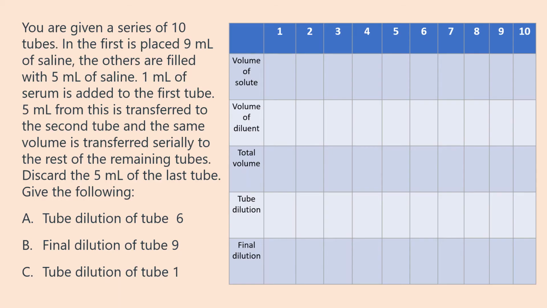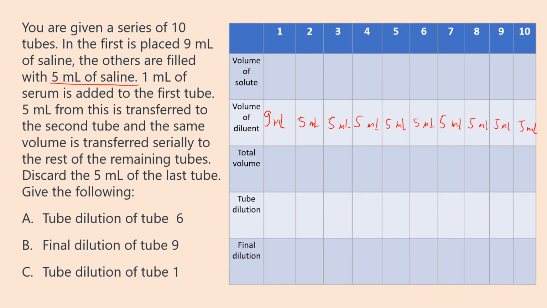So this time we are going to solve for serial dilutions and mixed dilutions. For the first problem, you are given a series of 10 tubes. Remember that the best manner of analyzing and solving this type of problem is by presenting it in a table. In the first tube is placed 9 ml of saline. Saline is your diluent. So you have 9 ml in the first tube, while the others are filled with 5 ml of saline. So from tubes 2 to 10, you have 5 ml of the diluent, in this case saline.